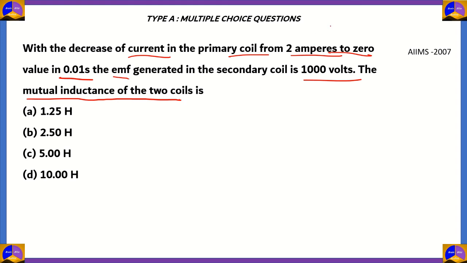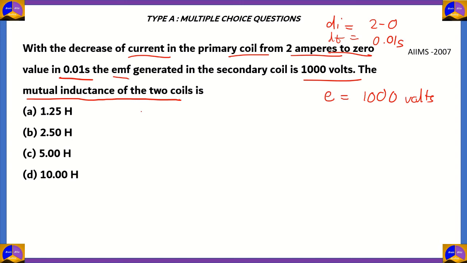So, dI in this question is 2 minus 0. dt in this question is 0.01 seconds. The value for EMF is 1000 volts. In this condition, we need to find the mutual inductance of the two coils. How do we solve this question?